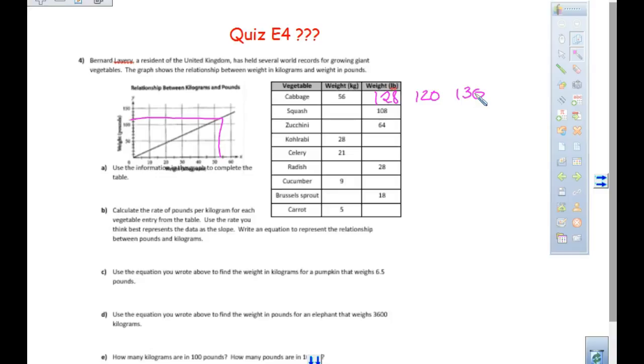But when I go to 108, right, and this was 100, 108, and I go across and I go, 108, I think it's 50. Well, the back of the book had 49, right?